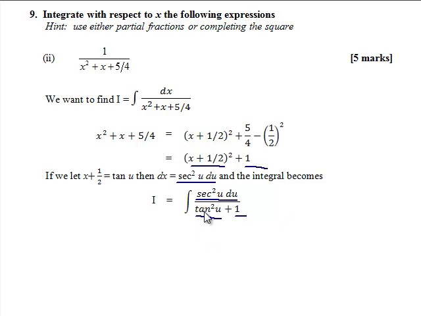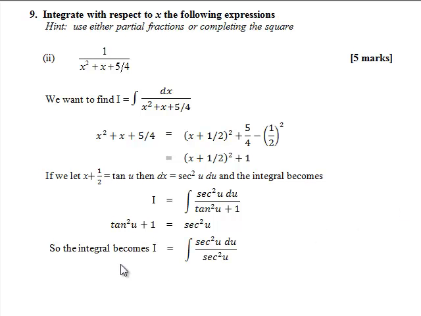Now tan squared plus 1 is equal to sec squared, so the integral becomes sec squared u du over sec squared u. Sec squared cancels with sec squared, so we've got the integral of du, which gives us u plus a constant of integration, and then back substituting for u from here, we're going to get arc tan of x plus a half plus the constant of integration, and that's the answer to part 2.